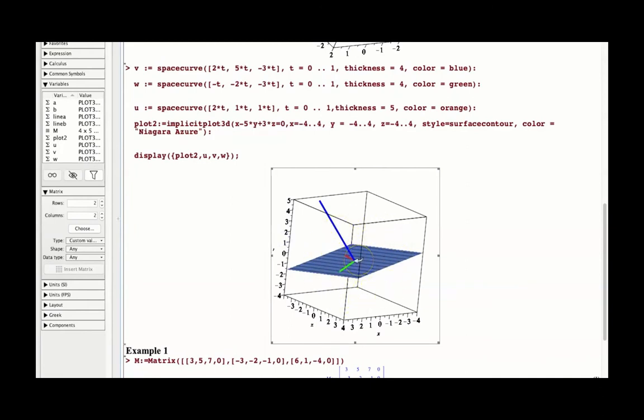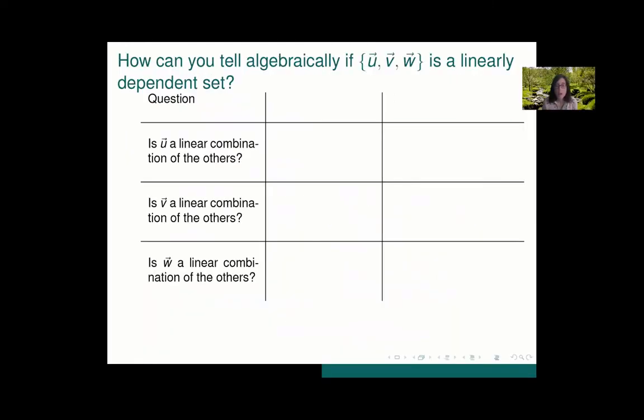That says that v is not a linear combination of u and w. And you can similarly check that u is not a linear combination of v and w, and that w is not a linear combination of u and v. And we have a linearly independent set. We may not be able to use geometric intuition to help us in higher dimensions.